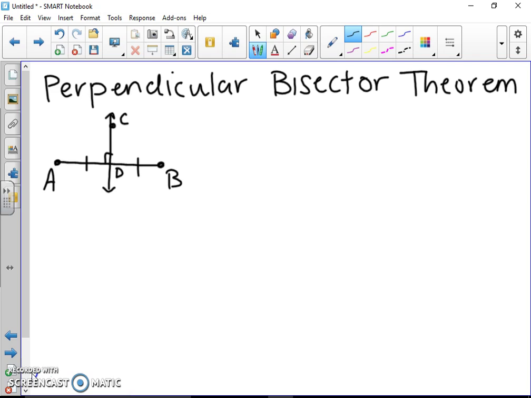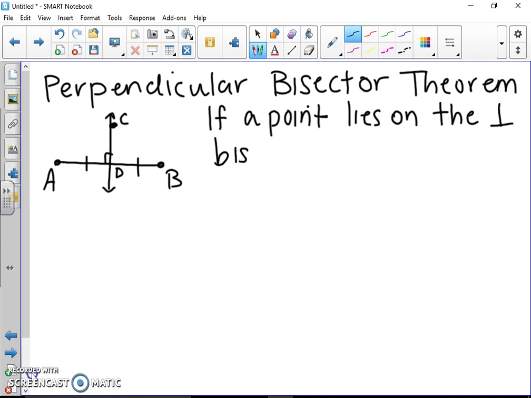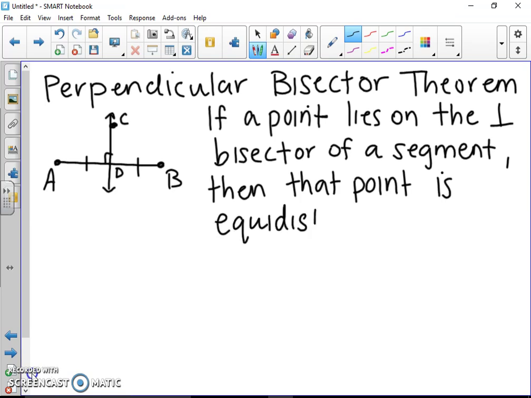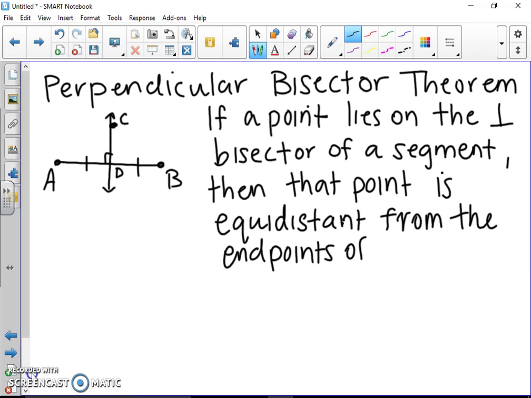Now, the perpendicular bisector theorem says this. It says if a point, in our case, we'll say point C, if a point lies on the perpendicular bisector of a segment, then that point, so that point C, is equidistant from the endpoints of the segment.